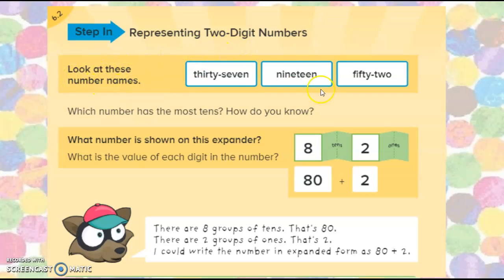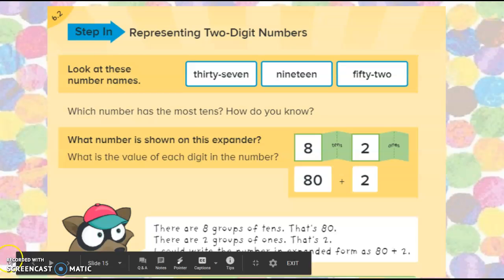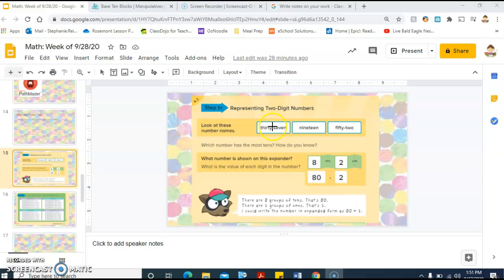Look at these number names, 37, 19, 52. Which number has the most tens? How do you know? We're going to try and figure that out by writing them in their number form, not the word form. So let's do that first. Our first number, 37, means we have a 3 in the tens position, so I'm going to write 3. And 7, we have a 7 in the ones. That's pretty easy.